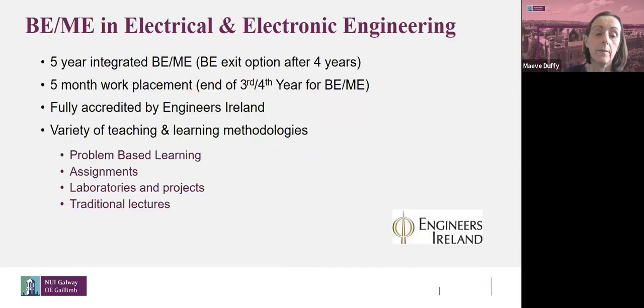So the degree that we have, just looking at some characteristics, it's a BE-ME degree in electrical electronic engineering. So it's a combined bachelor's master's degree. So it's a 5 years integrated program. That's how it's been designed. But because the new 5-year structure has only recently been introduced, there is still an option to exit with a bachelor's degree after 4 years.